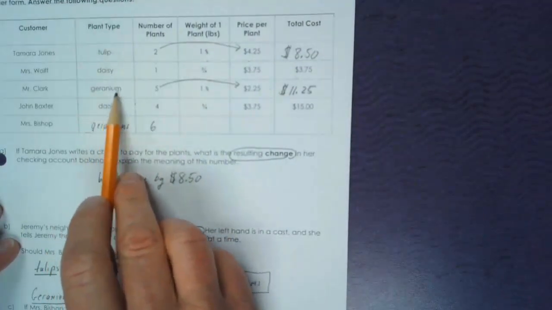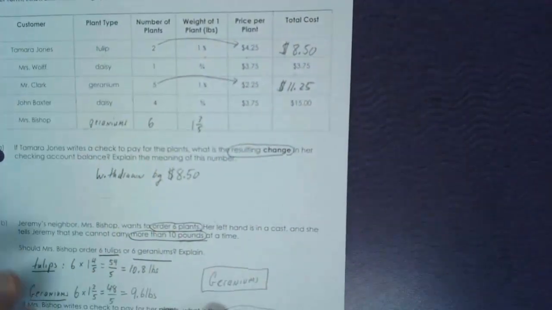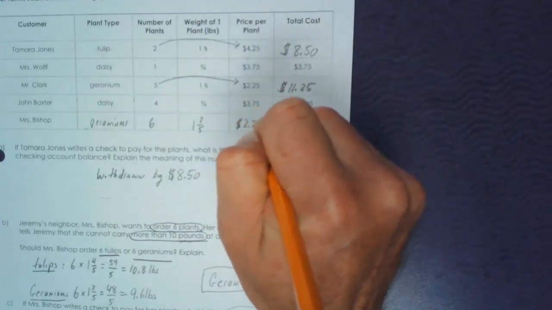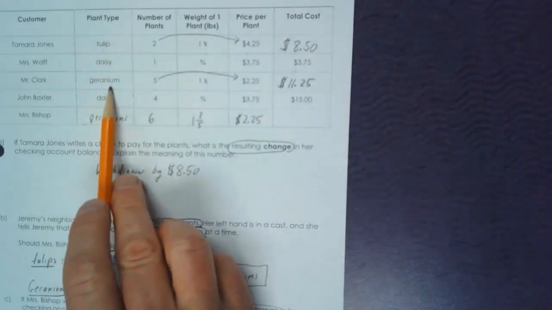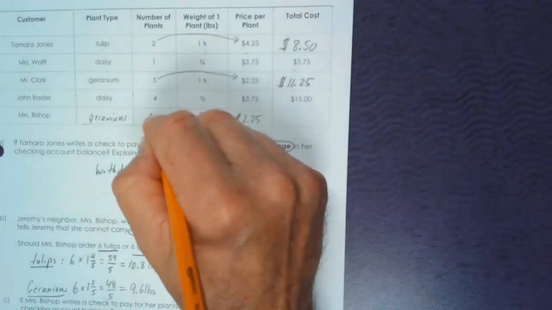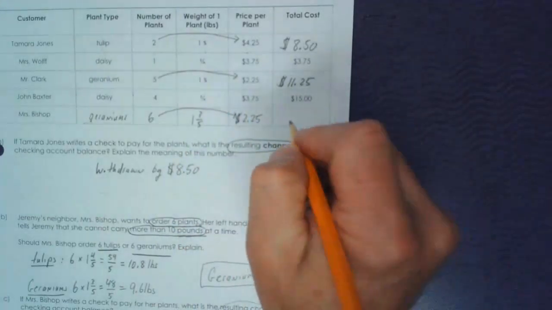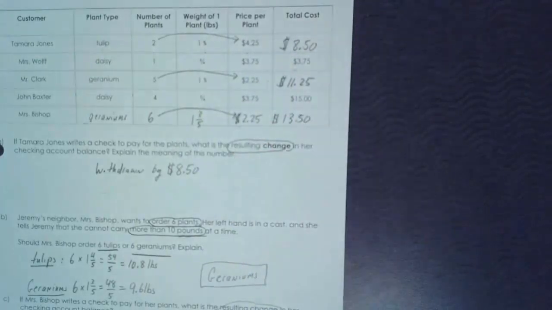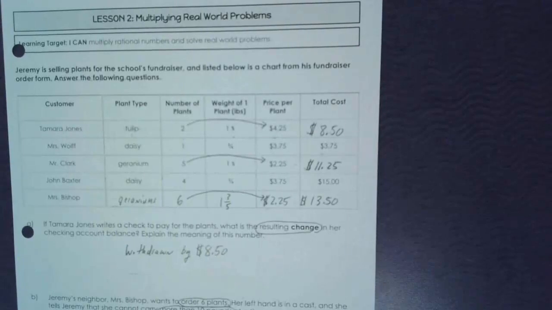Go back up here to Mr. Clark. Geraniums is 1 3/5 pounds. Mr. Clark, geraniums, $2.25 per plant. So I'm just taking the information from Mr. Clark and transferring it down to Miss Bishop. So I'm going to again multiply 6 times 2.25, and I'm going to end up with $13.50. So there's the table filled in, and there's a great example of multiplying word problems.